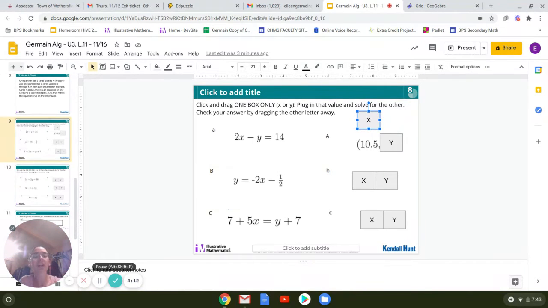So, the way that we check it: we grab this Y box here, and move it up. Oh my goodness, we got it right.